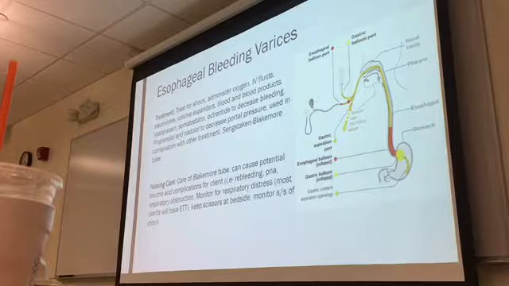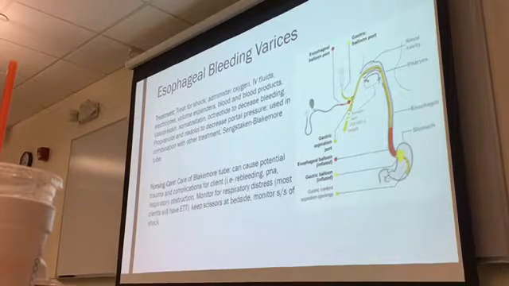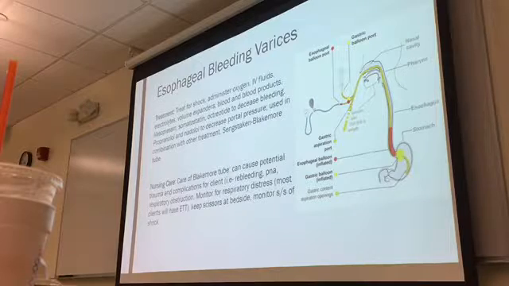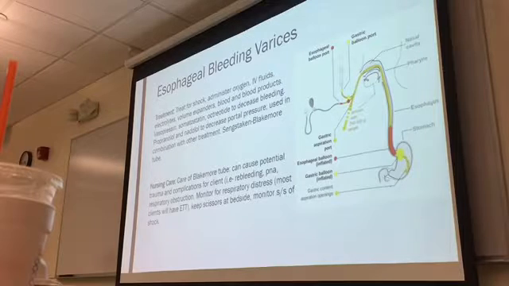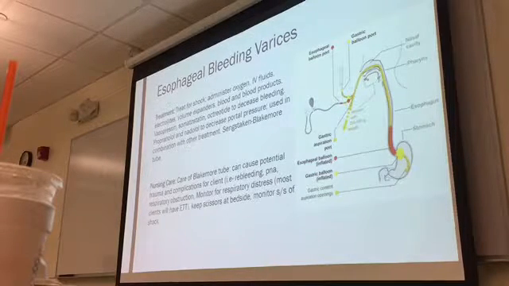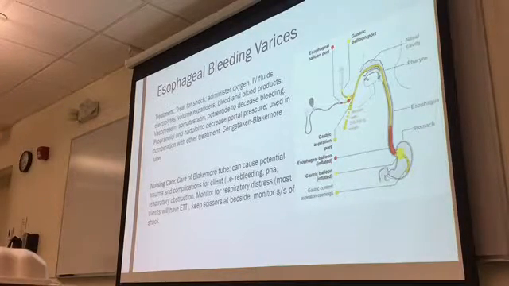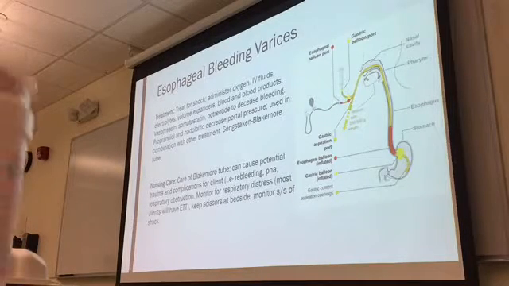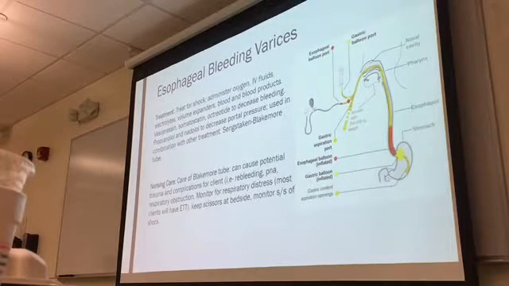So esophageal bleeding varices. This is extremely life-threatening. These patients will oftentimes be treated in intensive care units. This is when the large tortuous veins within the esophagus that have developed from the portal hypertension rupture or start bleeding, and they're going to have hematemesis. They may have some melena. They may be hemorrhaging, so you might end up seeing signs of shock.